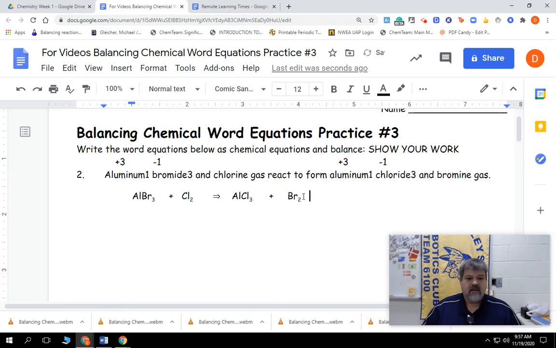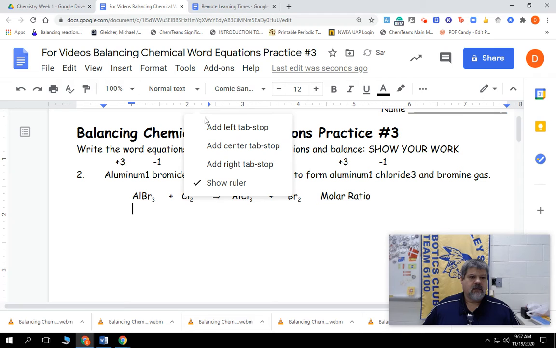Okay, there we go. And now one thing that I can write out here, since I have a little bit of room, I know that I'm looking for my molar ratio. So we have to balance it. So how do we balance this problem? And again, I like to go ahead and put in a couple of stops right here.